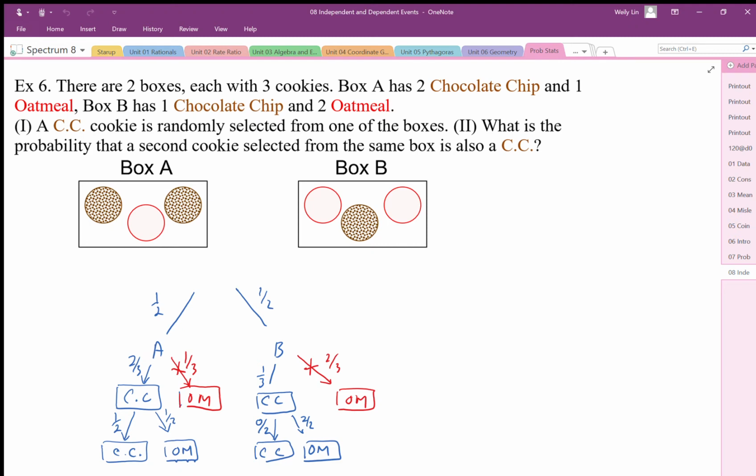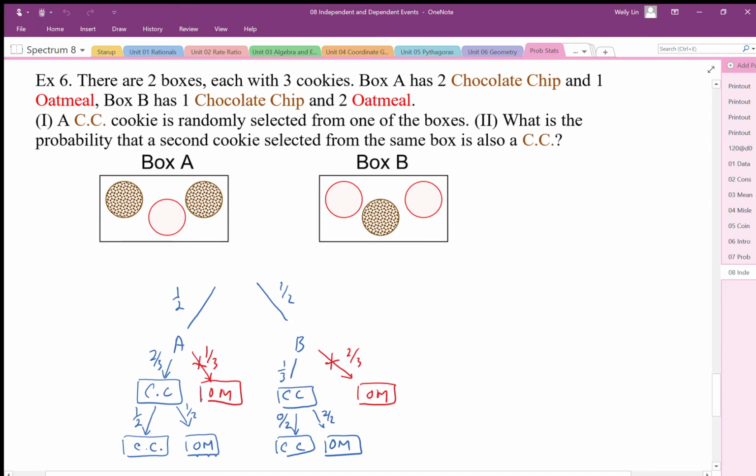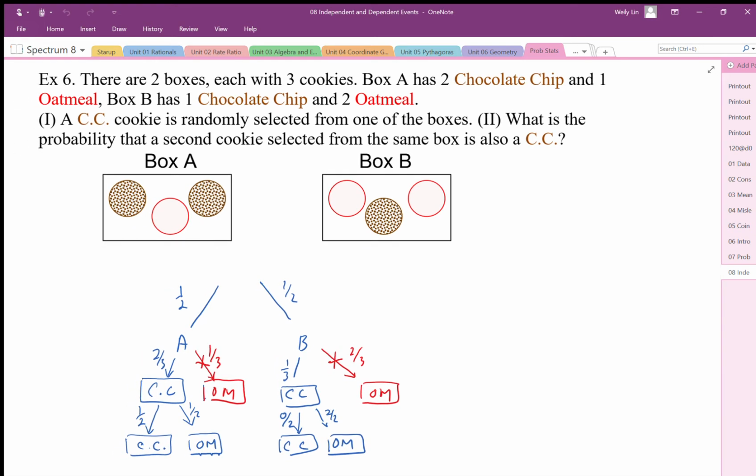So this is a bit of a tricky problem because there's three events going on here. We're selecting a box, we're selecting a first cookie, and we're selecting the second cookie. But we know that the cookie selected was chocolate chip and not oatmeal, but we don't know which box we selected it from. So we don't know what's going to happen next. So there's some uncertainty about it.